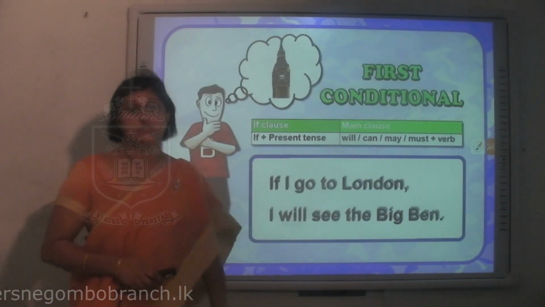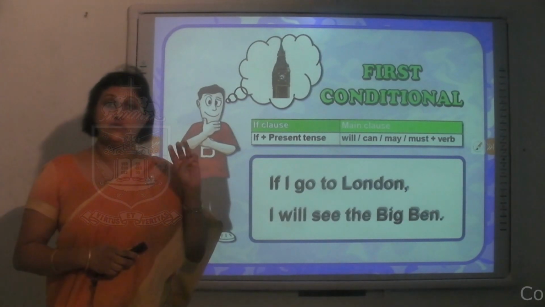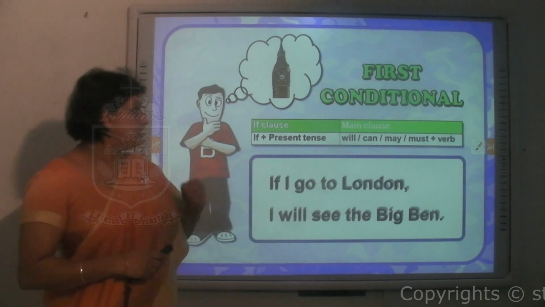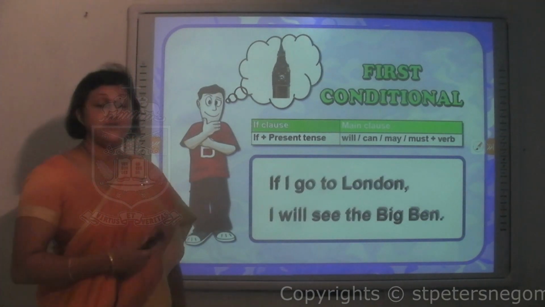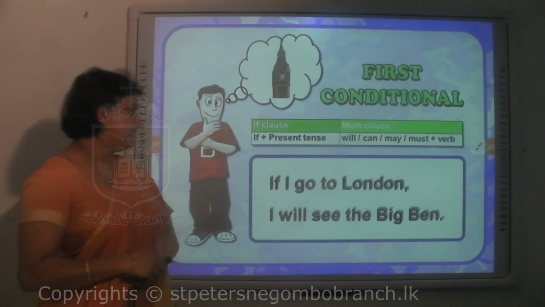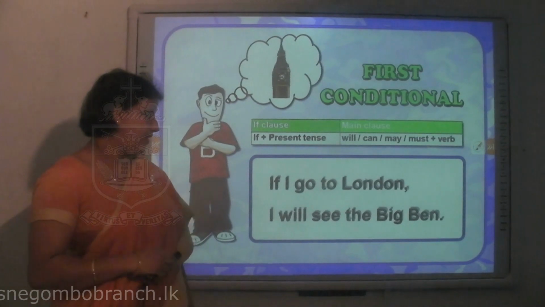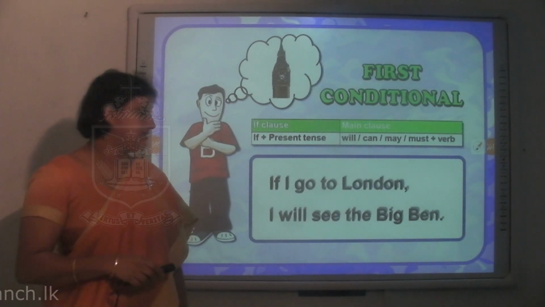to first conditional. Now you all know about the zero conditional. Now we are going to be familiar with the other three conditionals. The first one is first conditional. Here I have given you an example. If I go to London, I will see the Big Ben. If I go to London, I will see the Big Ben.